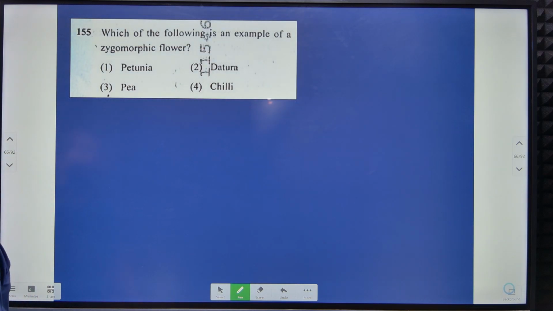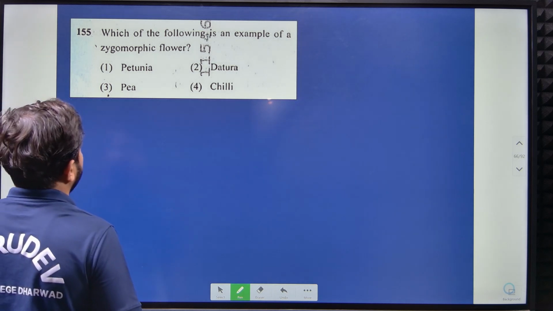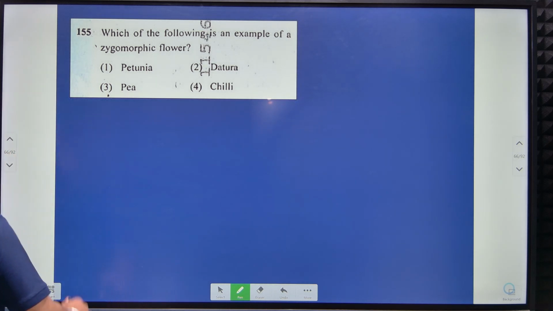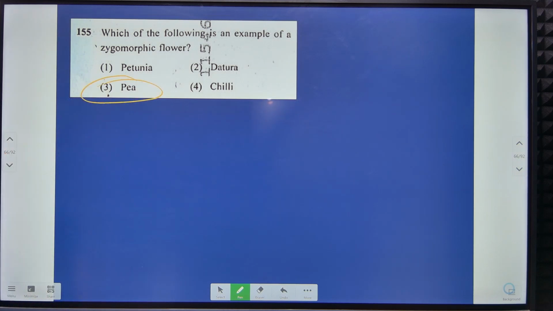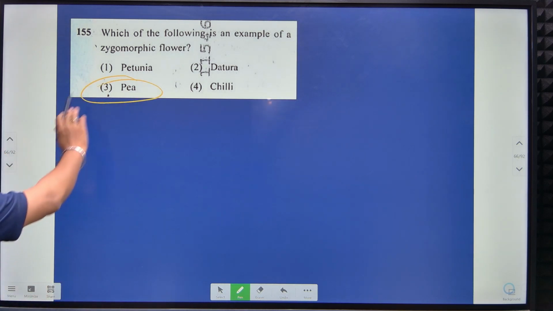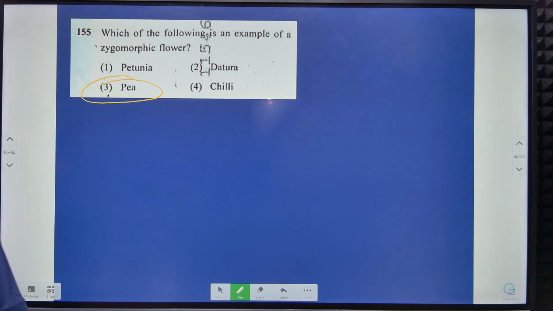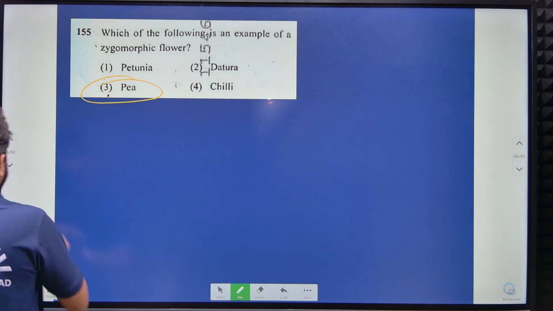Then which of the following is an example of a zygomorphic flower? That is nothing but pea. Pea plant is known to be the zygomorphic flower. Remaining of them are the actinomorphic type of flower. So here option 3 is correct.